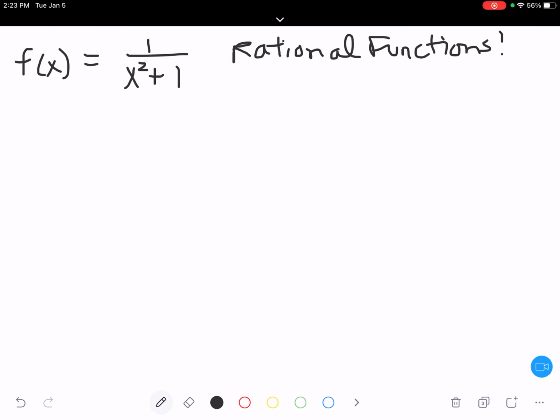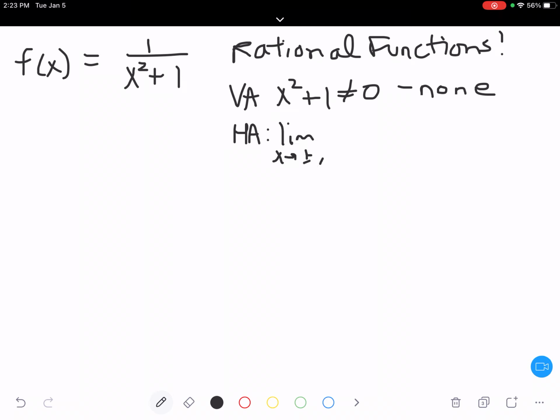So on a function like this, vertical asymptote is where the denominator is equal to 0, but x squared plus 1 can't equal 0, right? I can't do x squared and get -1, so I have none. No vertical asymptotes, which means it's a weird rational function. And then my horizontal asymptotes I get by taking the limit as x approaches plus or minus infinity of 1 over x squared plus 1.